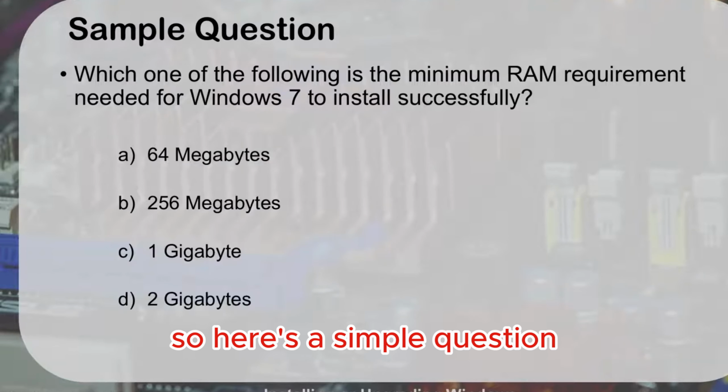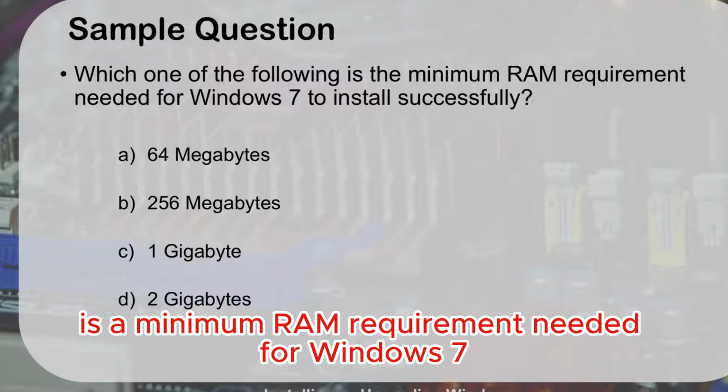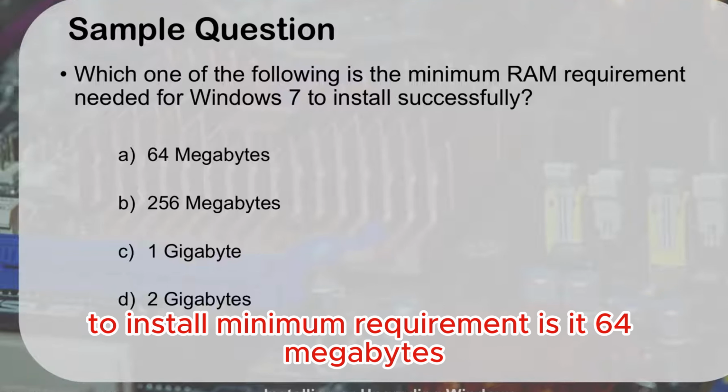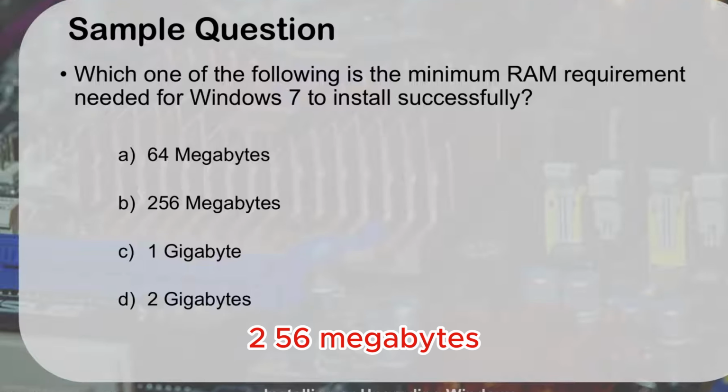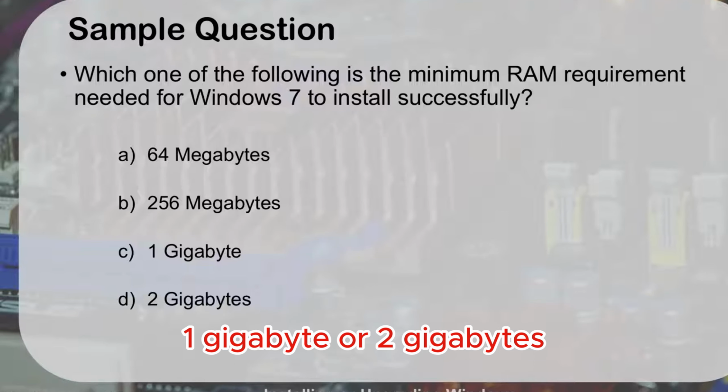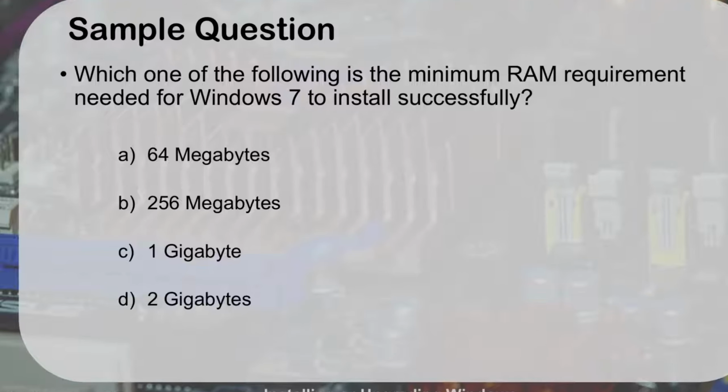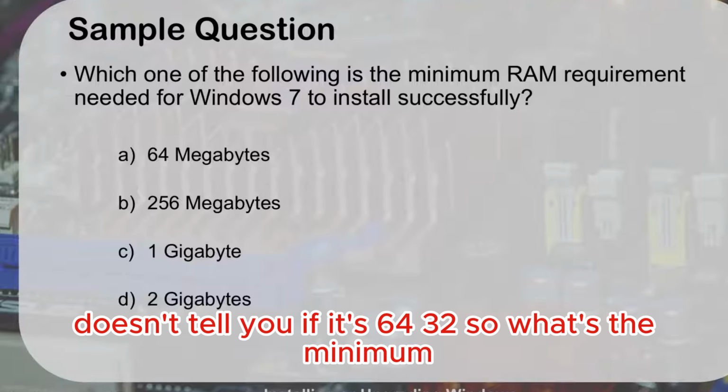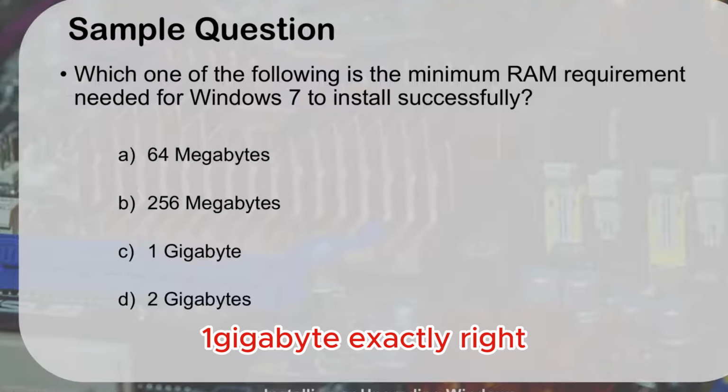So here's a sample question. Which one of the following is a minimum RAM requirement needed for Windows 7 to install? Minimum requirement is 64 megabytes, 256 megabytes, 1 gigabyte, or 2 gigabytes. See that? It doesn't tell you if it's 64-bit or 32-bit. So what's the minimum? 1 gigabyte exactly, right?